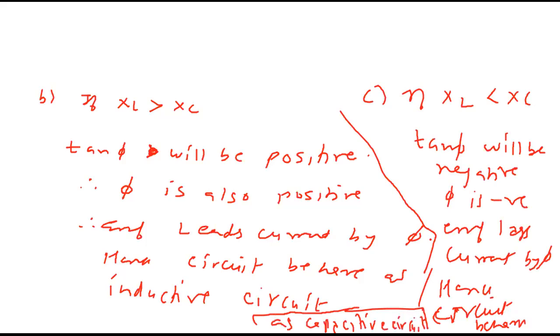So 3 points you have to remember. When tan phi is 0, then purely resistive. Tan phi is positive, then inductive is more. Tan phi is negative, then capacitive is more. Copy these 3 points. This is a favorite for MCQ.